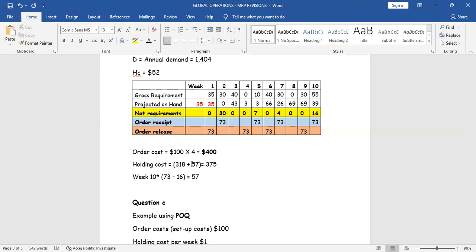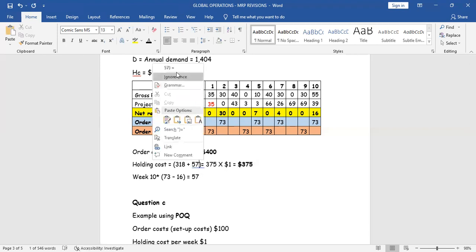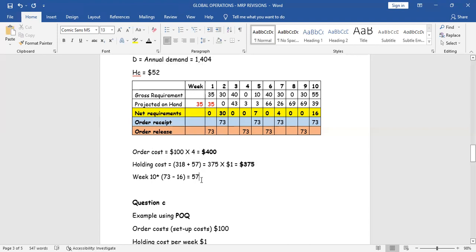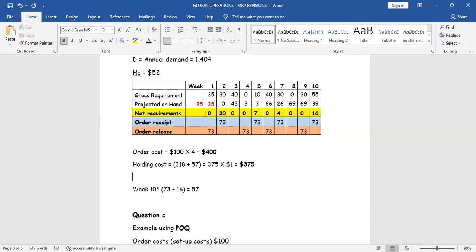375, and the holding cost is $1 per unit per week. Okay, and then this will give us 375, and then we can calculate the total cost from here.